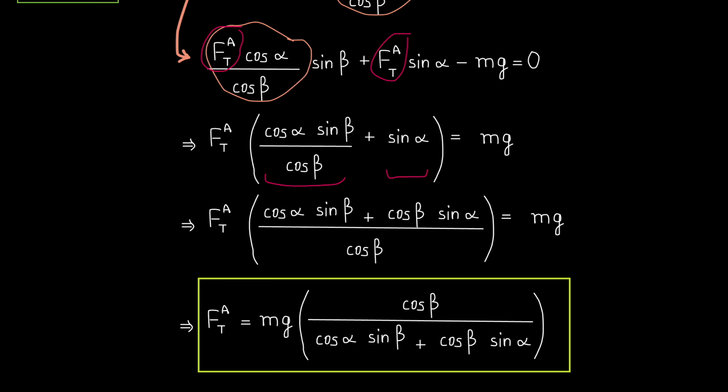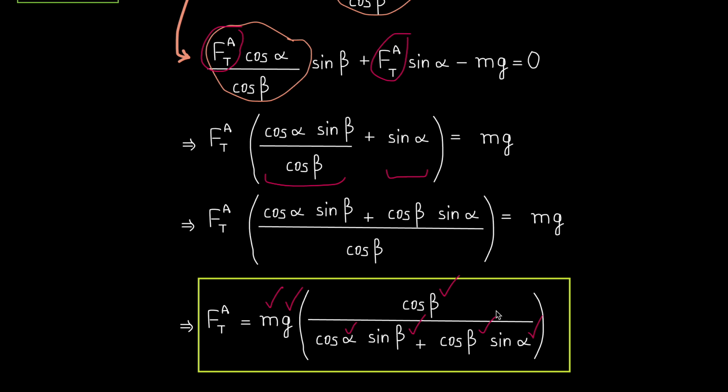Here's the result of the final step of our algebra. We have isolated FTA and we were able to express it in terms of the given variables. So let's quickly verify that. M is the mass of the hanging box, that's given. G is a physical constant, it's always given. And beta and alpha are the given angles in this problem. So everything on the right hand side is given. That means this is basically the final expression for the tension force in rope A.